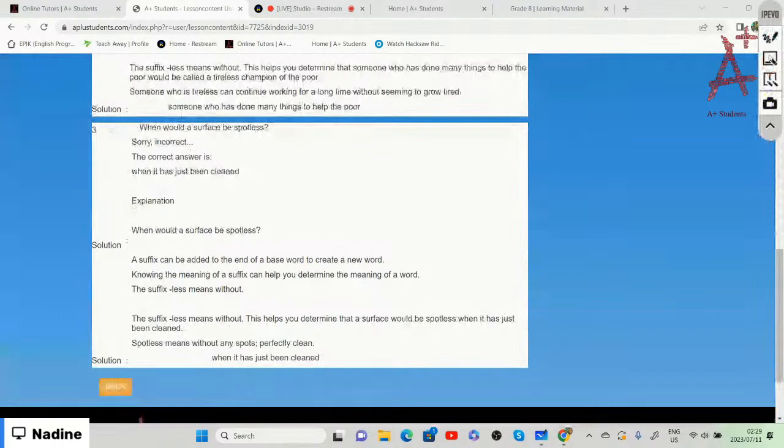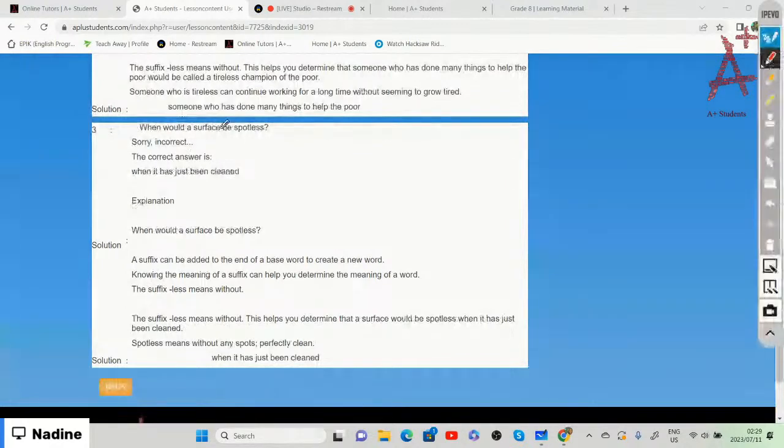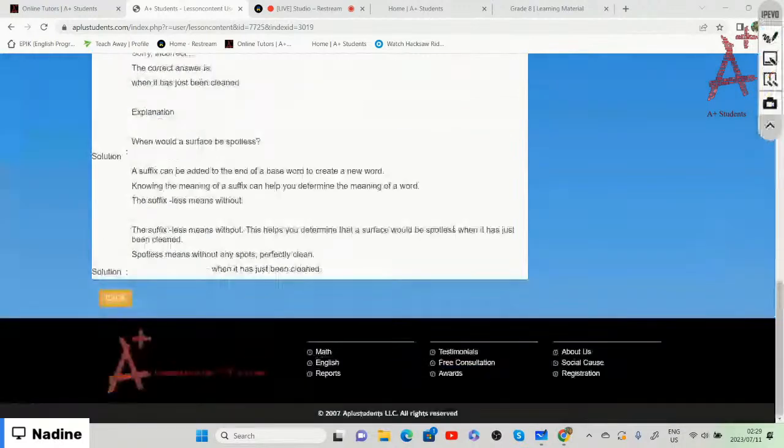Why would a surface be spotless? Spotless, without dust, without dirt. It is clean. So when would a surface be spotless? It will definitely be spotless when it's just been cleaned. So when it's just been cleaned, then the place is clean, spotless. Yep. All right.